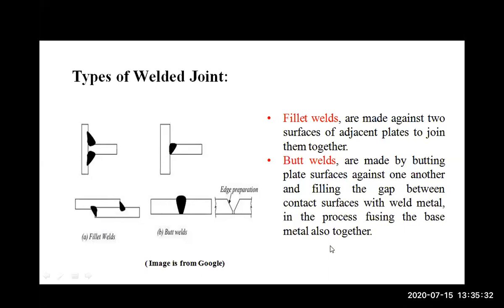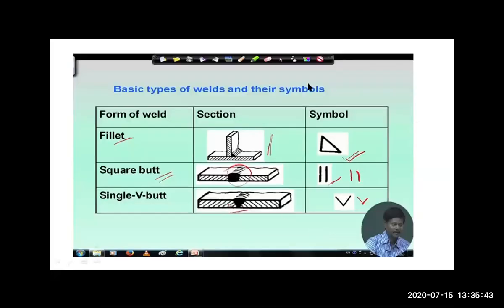So we will see again some of the pictures, then we will idealize again the fillet and butt weld. See, now see the pictures, then you will understand better. So here the basic types of welds and their symbols are there. So forms of weld. So the first weld is the fillet weld. So here you can see now.